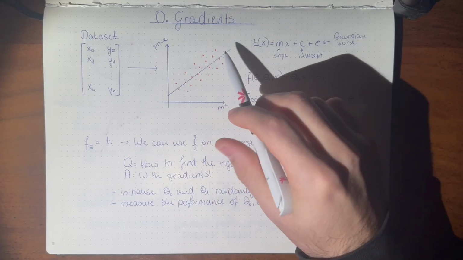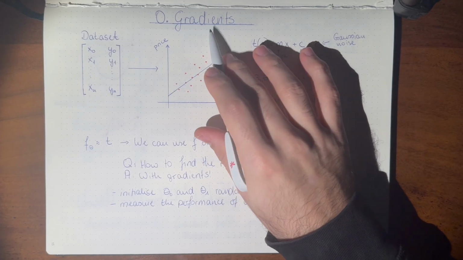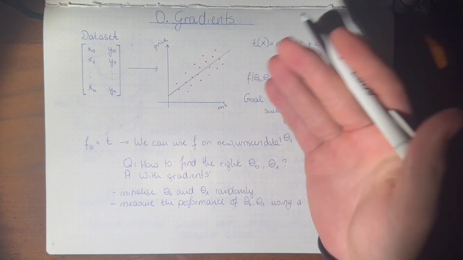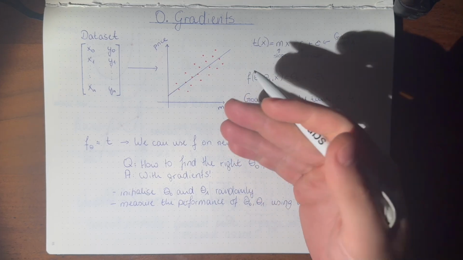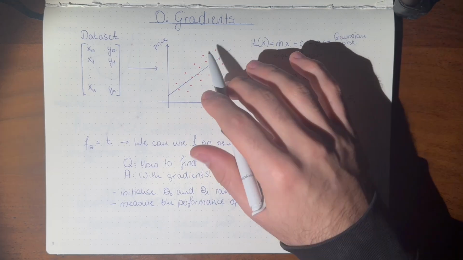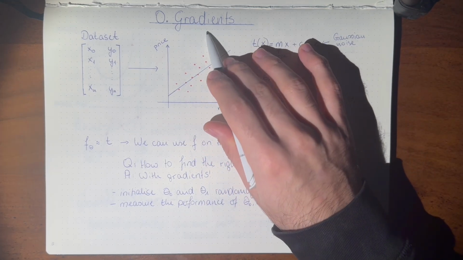One of the most important topics in machine learning are gradients because they are used in a technique called gradient descent, which is used to train almost all of the machine learning models out there. So naturally, we first have to understand what gradients are.